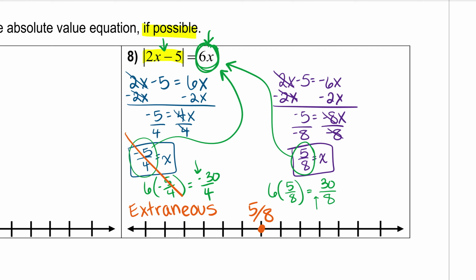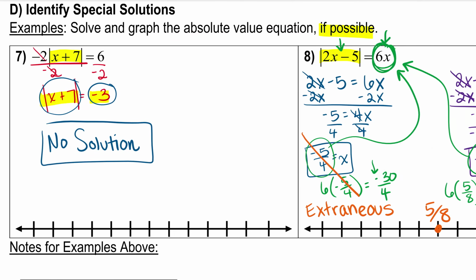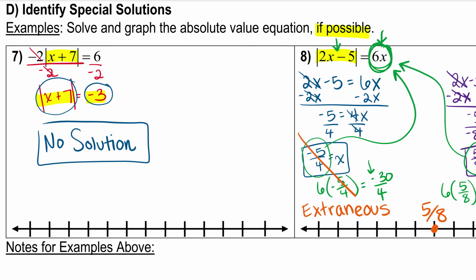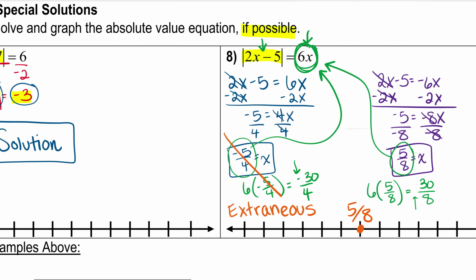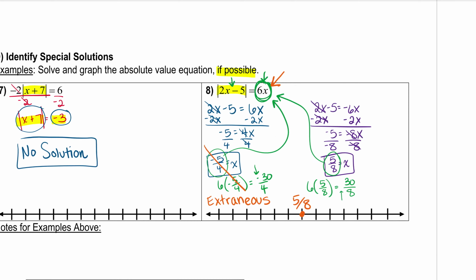Negative 5/4 is extraneous. So again, special solutions: I have no solution on the left when absolute value equals a negative, and on the right, only if I have an x on the other side do I have to check for extraneous solutions. Otherwise, there's no possible way if there's no x. So if I have an x, I have to check. And that's the notes for this section.